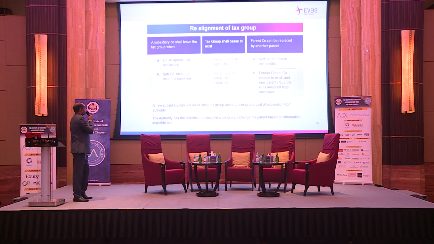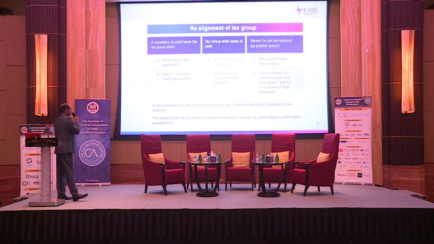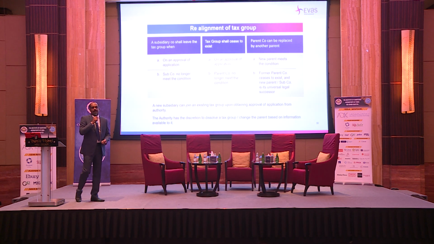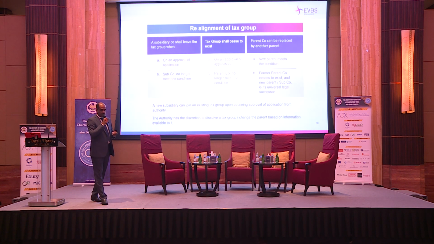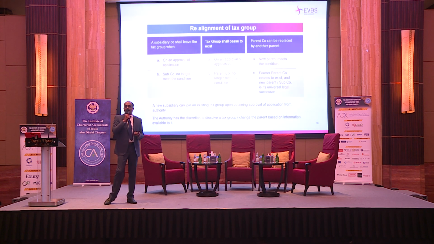Now, what are all the scenarios in which a tax group can be realigned? A subsidiary company can leave the tax group. The subsidiary company can file an application to the authority and leave the tax group, or if their shareholding structure has changed, then also they can leave that group.